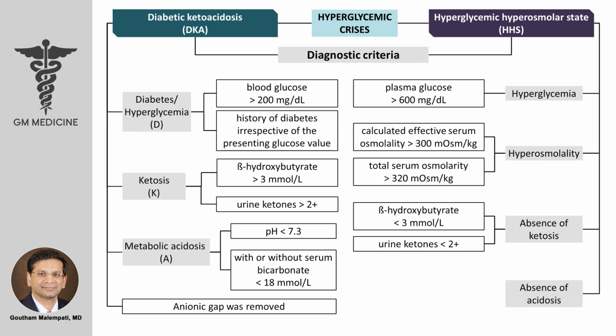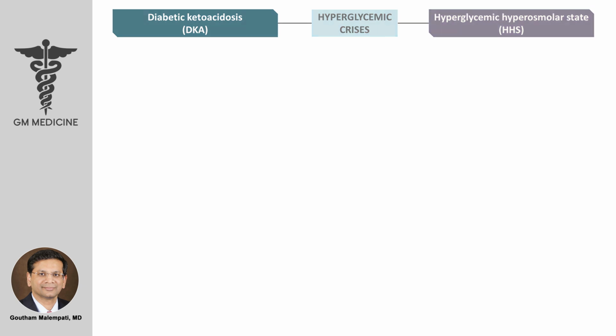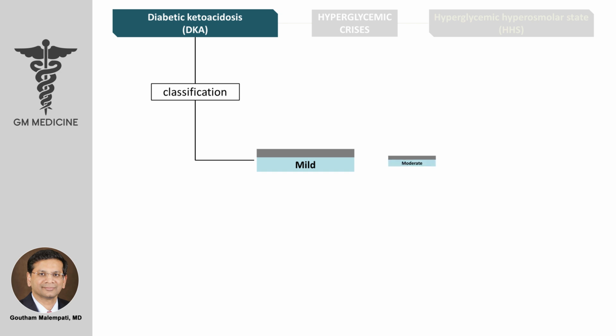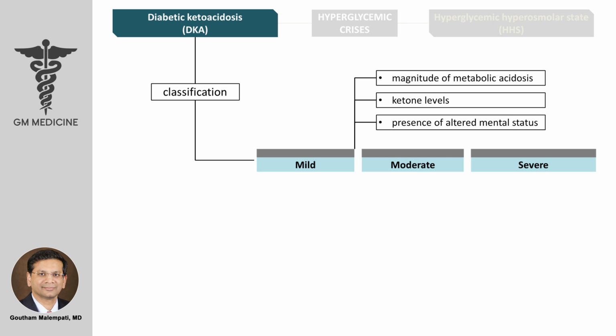Absence of acidosis is defined by pH greater than 7.3 and bicarbonate concentration greater than 15 millimoles per liter. Diabetic ketoacidosis can also be classified as mild, moderate, or severe based on the magnitude of metabolic acidosis, ketone levels, and presence of altered mental status.